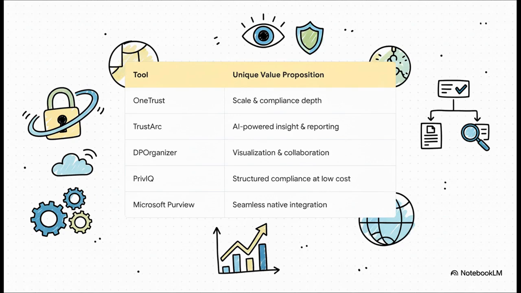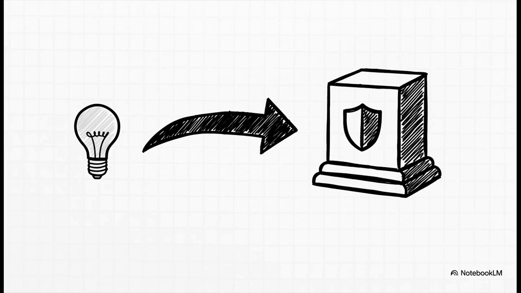If you value user-friendliness and being able to see everything visually, you gotta look at DP Organizer. For structured compliance on a budget, PrivyIQ really delivers. And of course, if you're all in on Microsoft, Purview is the seamless, no-brainer native choice. So here's the bottom line. As privacy regulations get stricter and customer expectations get higher, using dedicated tools to manage PIAs and DPIAs, it's just not a nice-to-have anymore. It's an absolutely essential part of responsible, modern data governance.